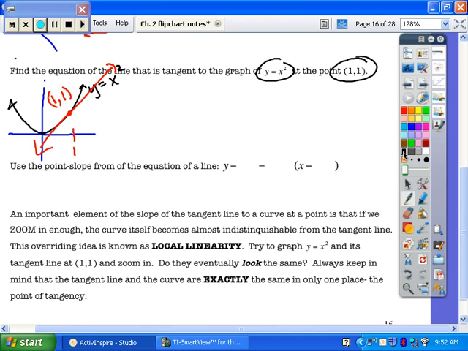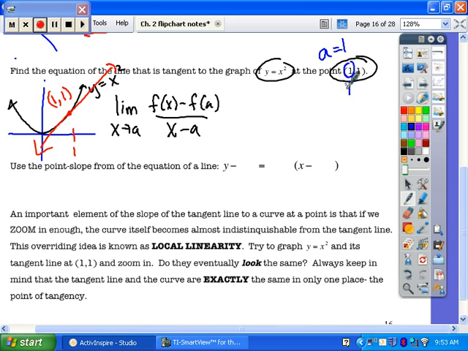So if I look at the definition from above, it says I need to take the limit as x goes to a of f of x minus f of a over x minus a. So the question becomes, what is my a value in this case? 1. Okay, now I want to make sure I know which one it is. The first value is going to be your a. And then what's your f of a?